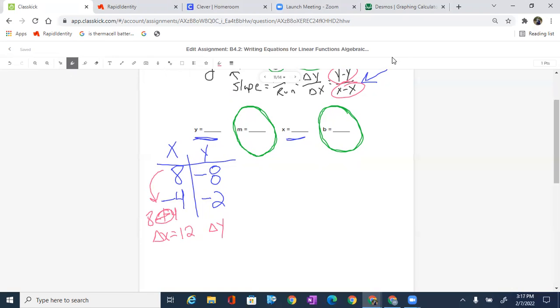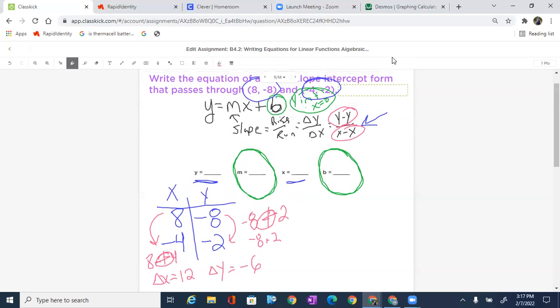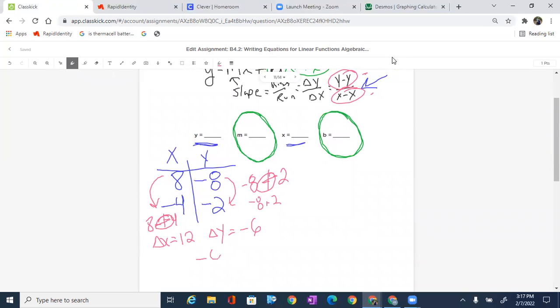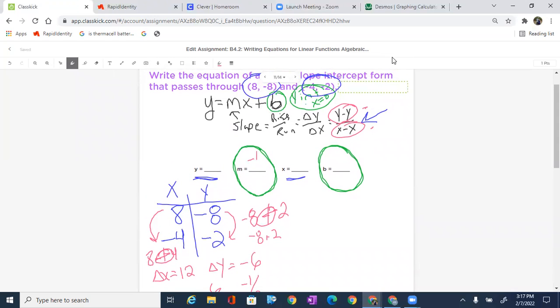And then I'm going to do the exact same thing. I'm now going to find the change in y. So I'm going to say -8 minus -2. And two negatives make a positive, so we get -8 plus 2, which is equal to -6. After we have that, all I need to do is stack that information, the change in y over the change in x. So that is -6 over 12, or the same thing as -1/2. So now I know that the slope is -1/2.